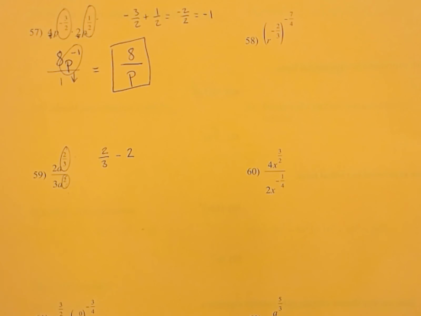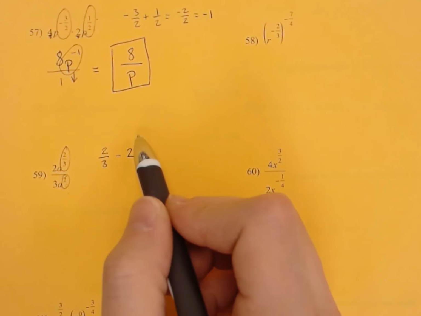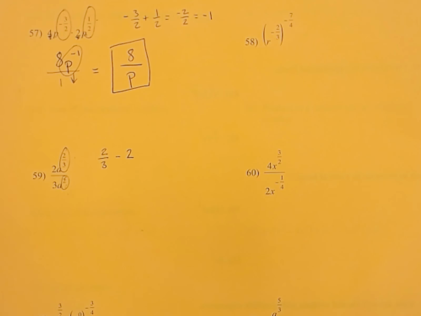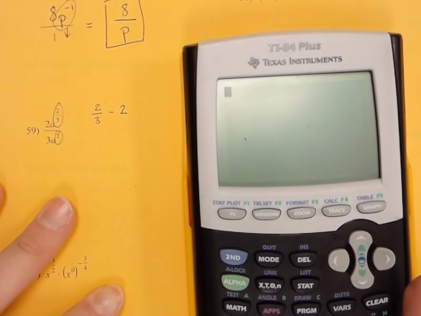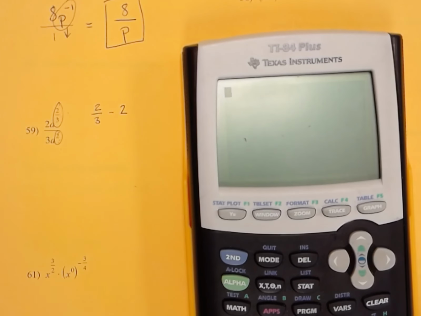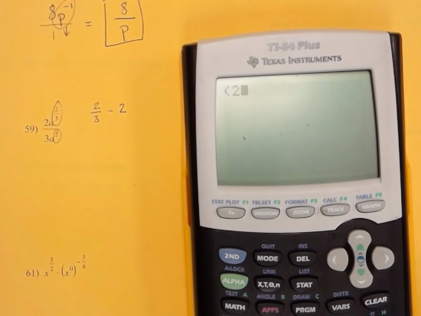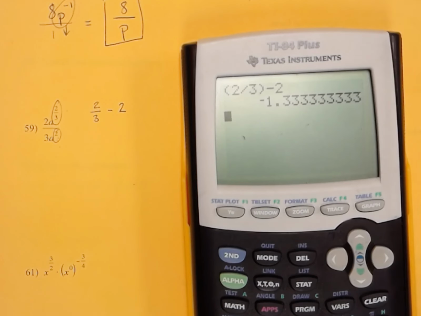You have a choice if you want to do this by hand or if you want to do it in a calculator. I personally do not care. Would you like to see how to do it in a calculator? I see a lot of nodding heads. If you have a fraction with the calculator, just type it in parentheses. So I'm going to go parentheses 2 divided by 3 minus 2. I see you get a decimal here.